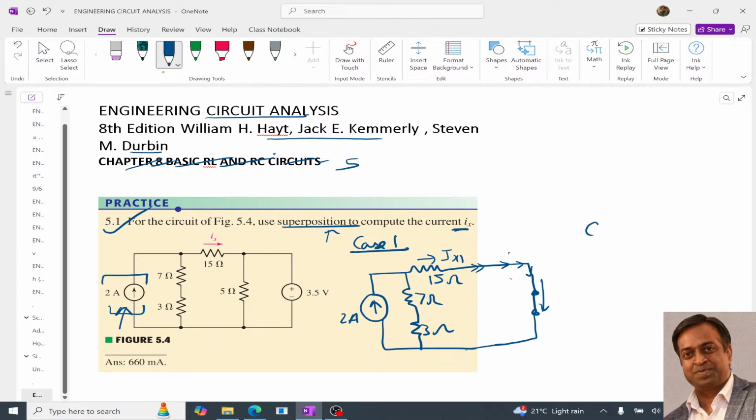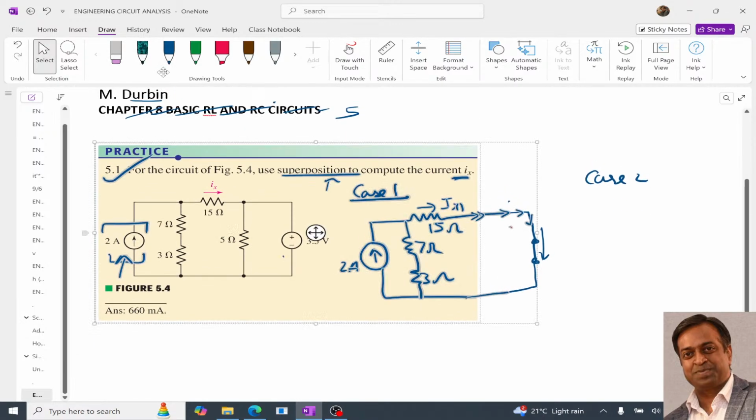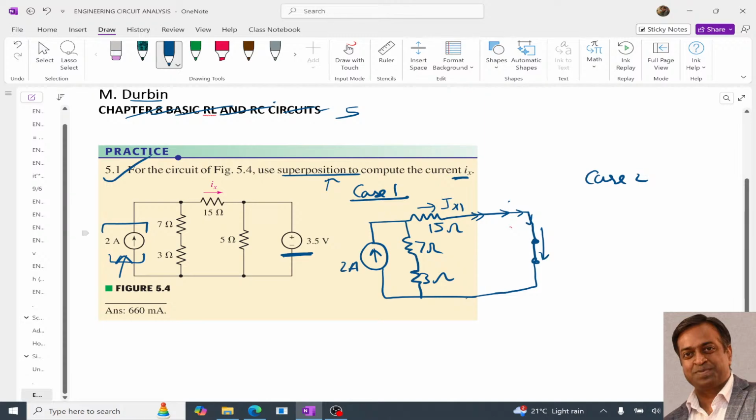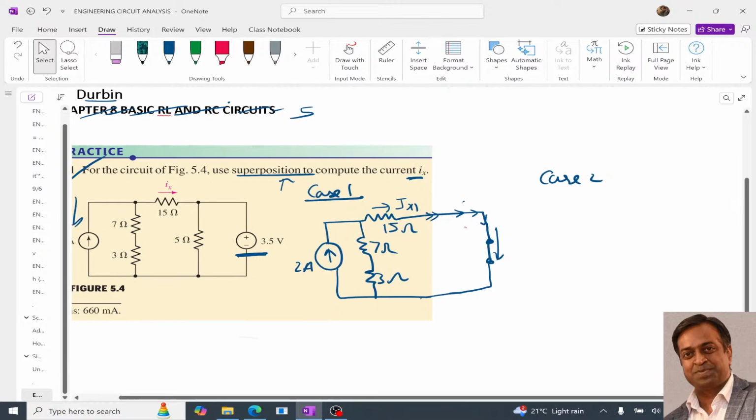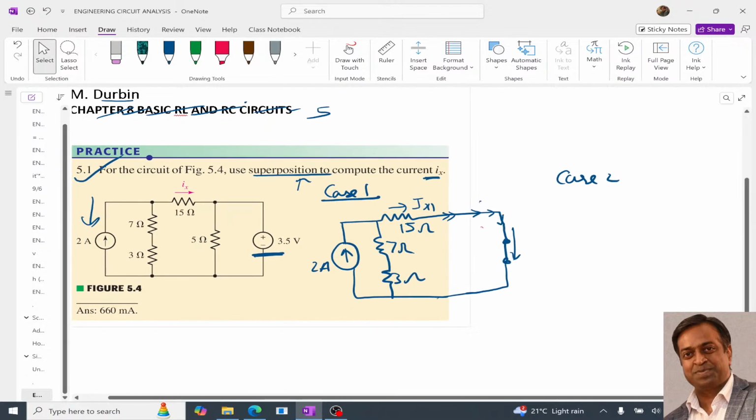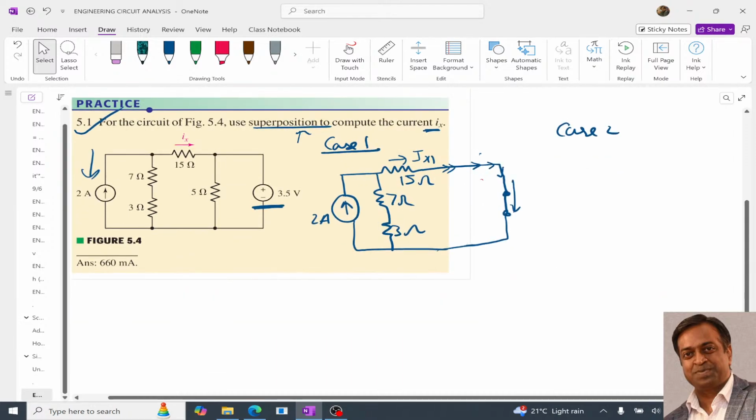For case 2, where we are going to keep this 3.5 volt source as active and we will deactivate this 2 ampere, which is a current source. And we know that deactivating the current source means that we will replace it with an open circuit. So our circuit will be something like that. We will just open it.